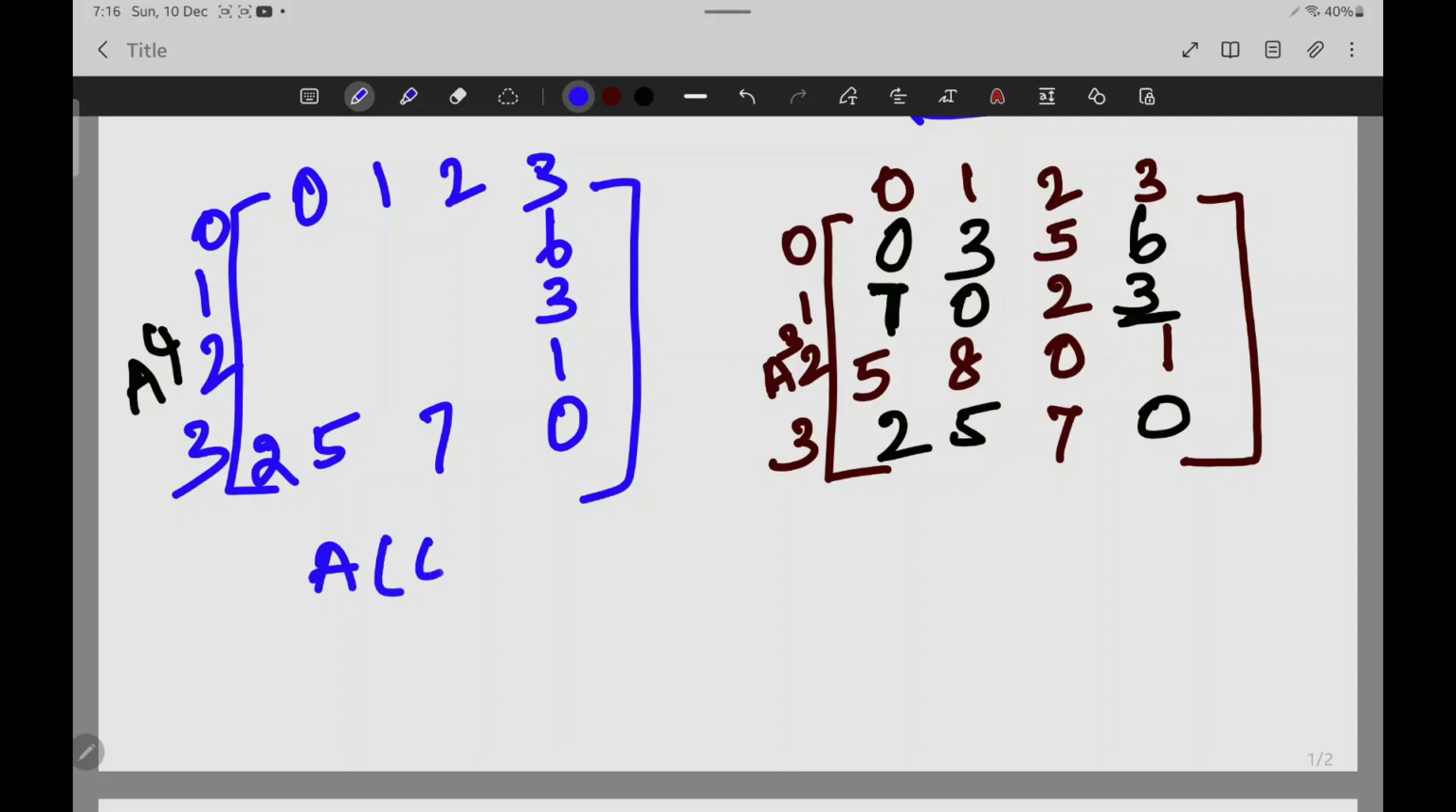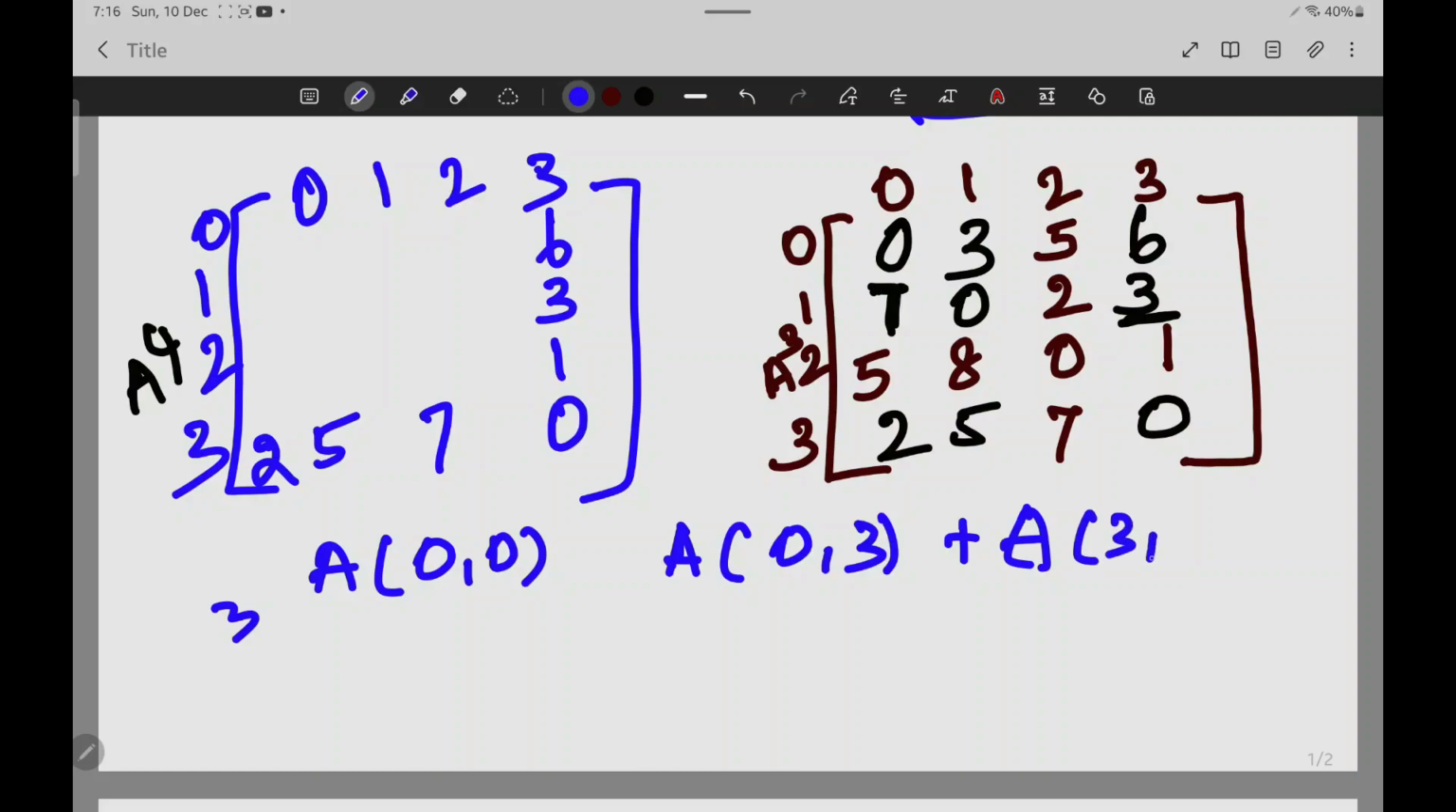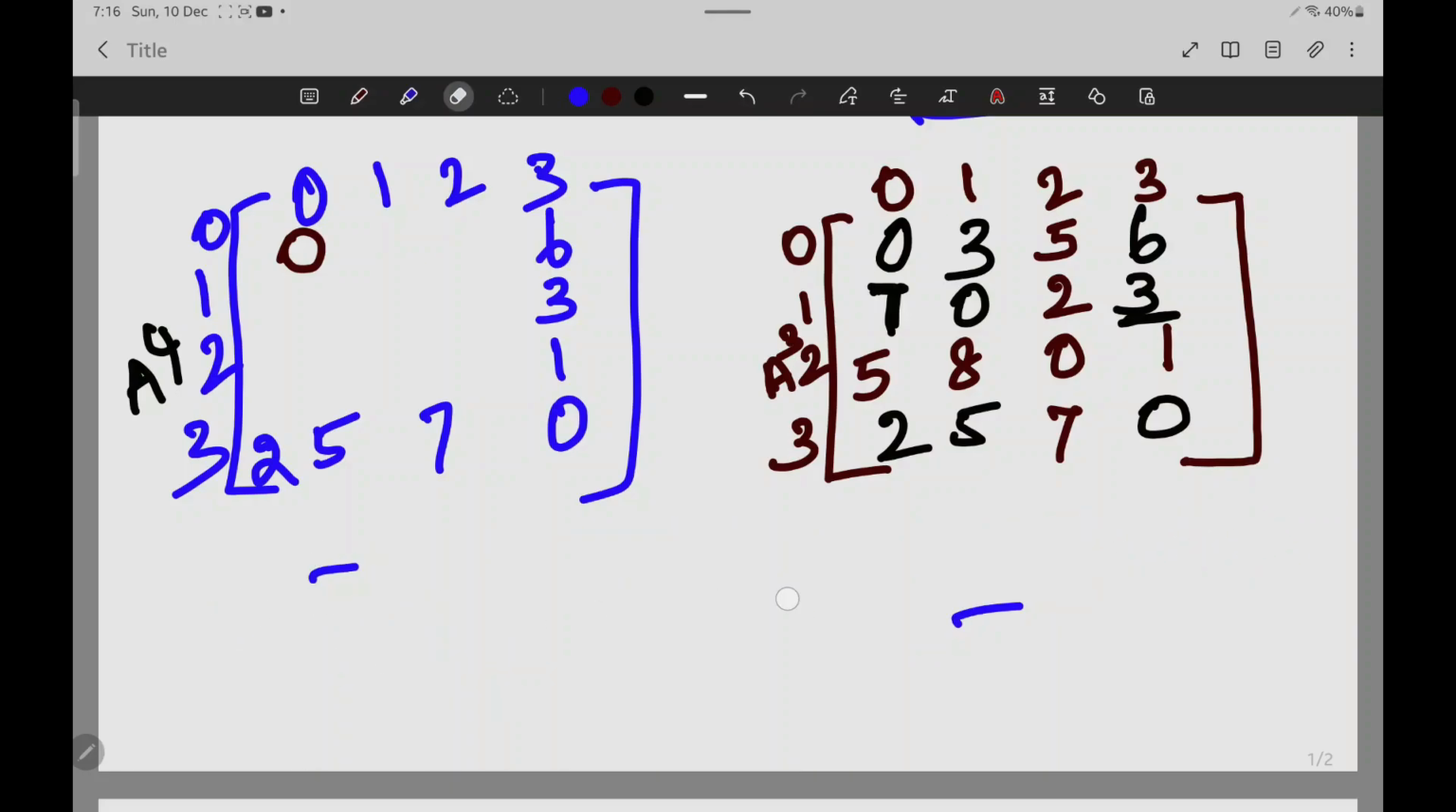Likewise, A of 0 comma 0 via 3. A of 0 comma 3 plus A of 3 comma 0. 0 comma 0. So definitely 0 comma 3 is 6. So definitely this will be the minimum. So we can replace this value with the previous value.